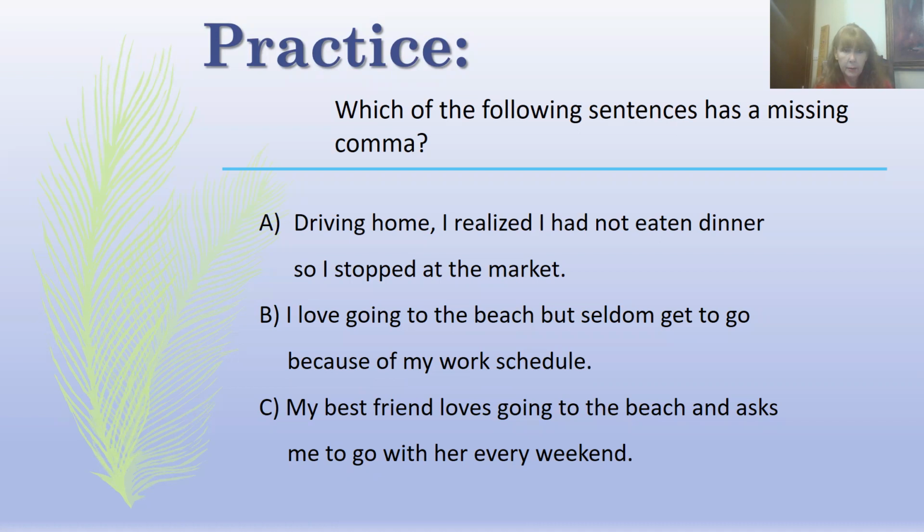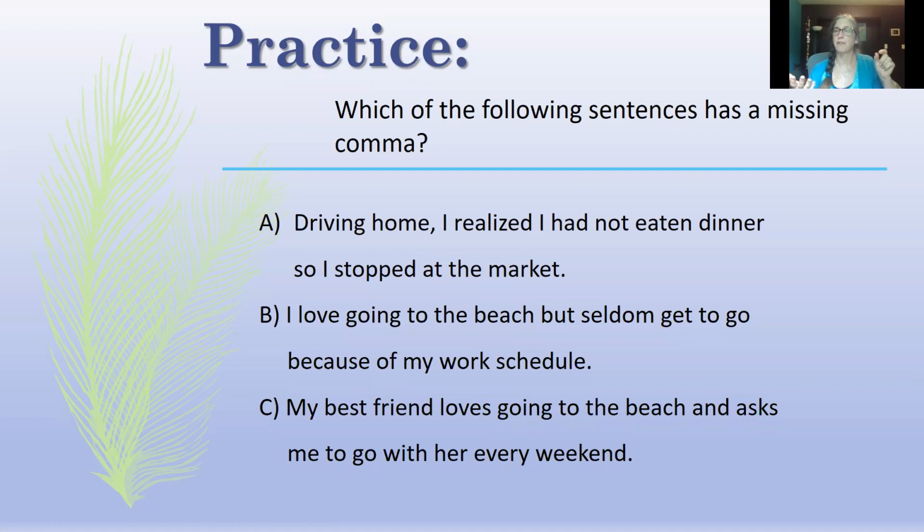Okay, not B. Driving home, I realized I had not eaten dinner. A. And where would you put that missing comma? So it would be after dinner. Yep, comma. You've got a lovely introductory comma, driving home, comma, here comes your independent clause: I realized I had not eaten dinner.